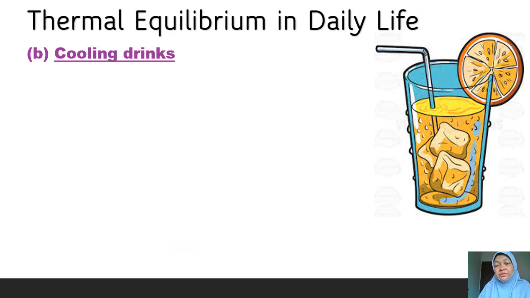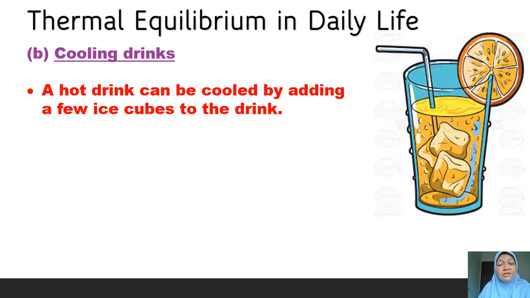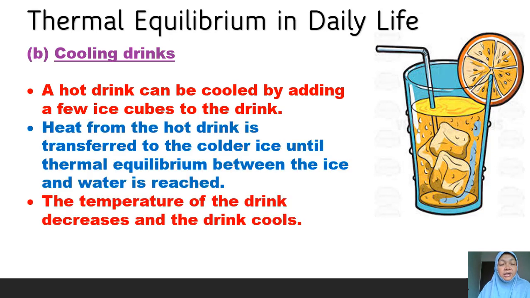Second, cooling drinks. First we put ice into the drink. A hot drink can be cooled by adding a few ice cubes to it. Heat from the hot drink is transferred to the cooler ice until thermal equilibrium between the ice and water is reached. The temperature of the drink decreases and the drink cools, and the ice also melts.